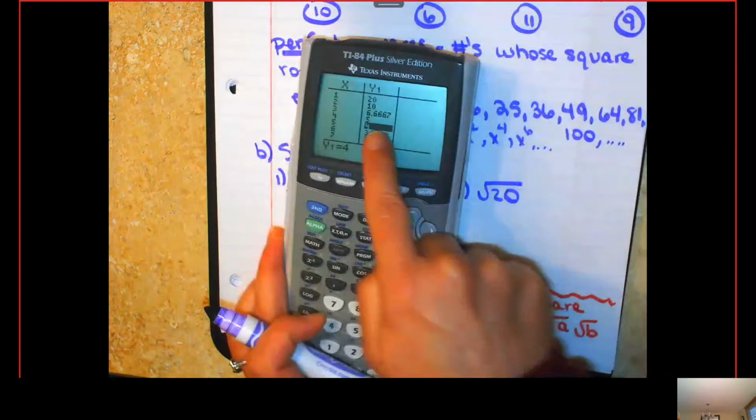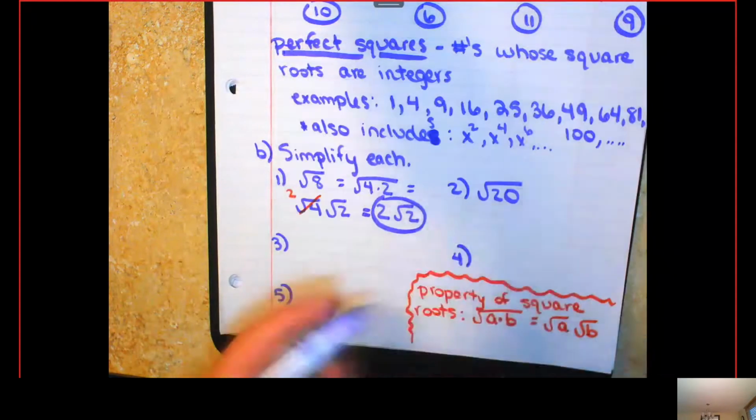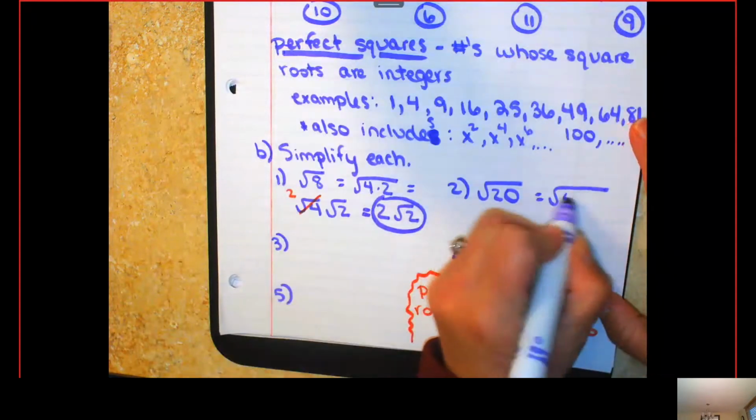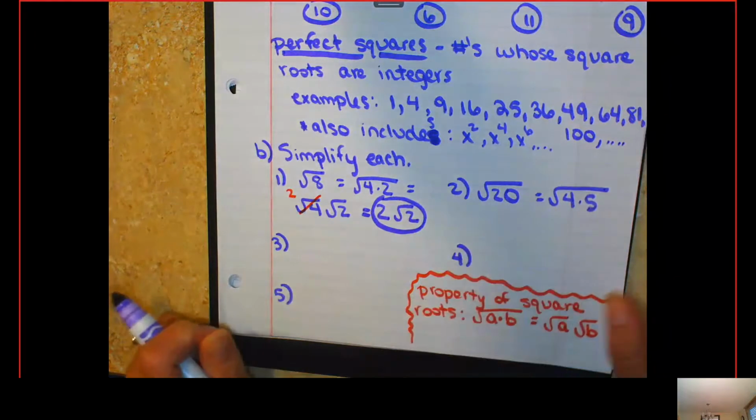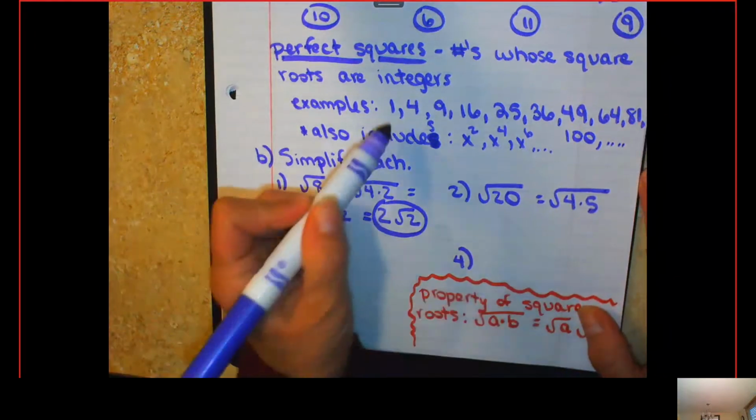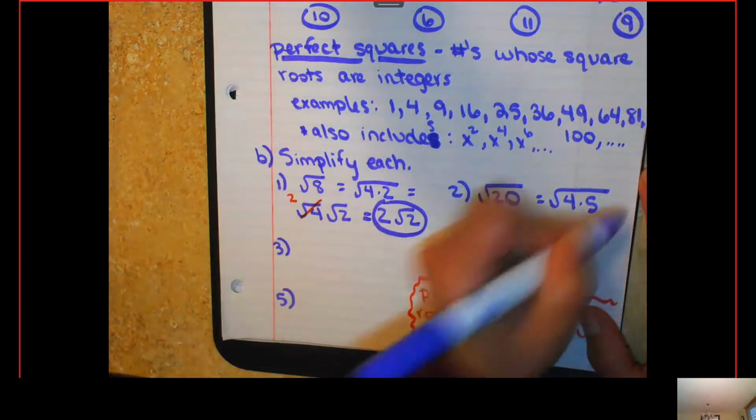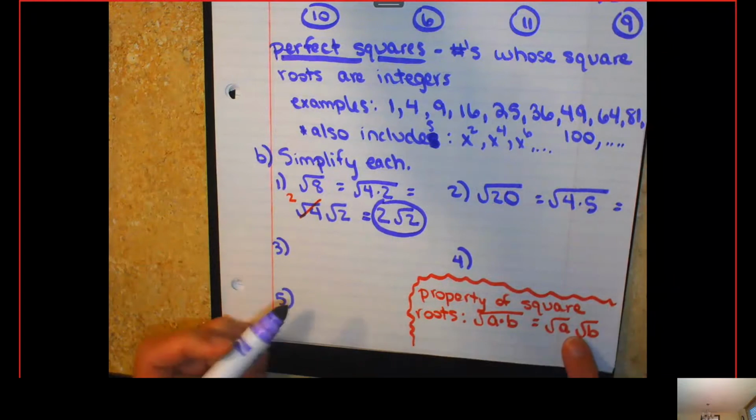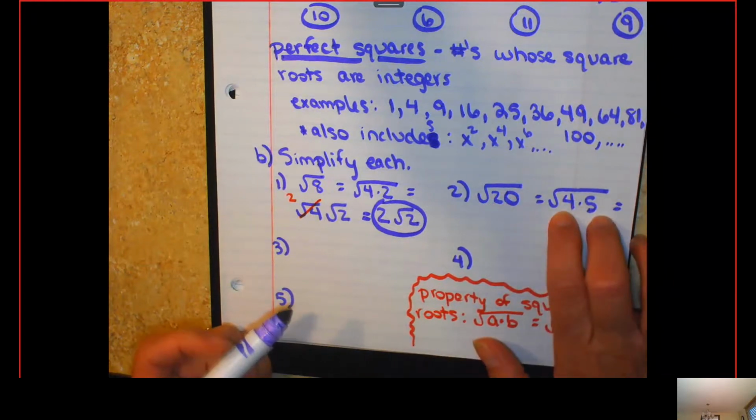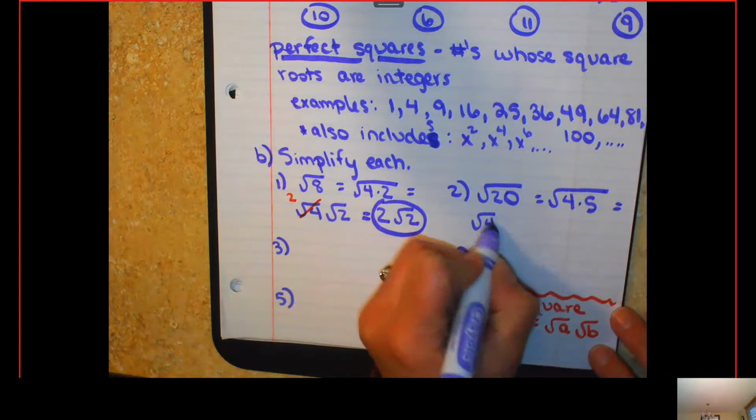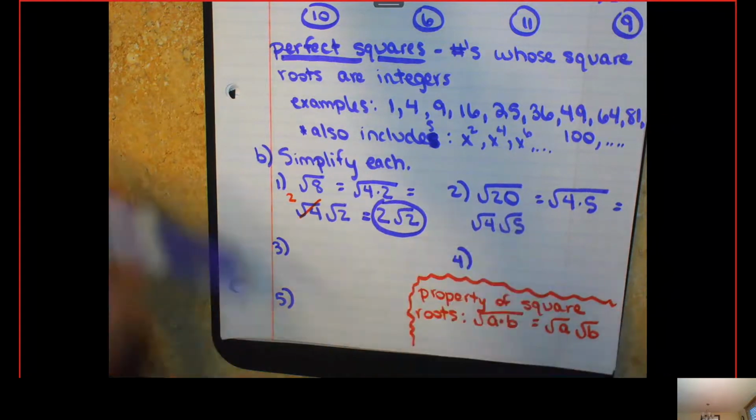4 times 5, you've got the 2 numbers next to each other. So I'm going to change this to 4 times 5 under the radical. So I found the biggest perfect square I can divide into 20. My next step says down here, I can separate these into 2 separate radicals. So I'm going to have radical 4 times radical 5.